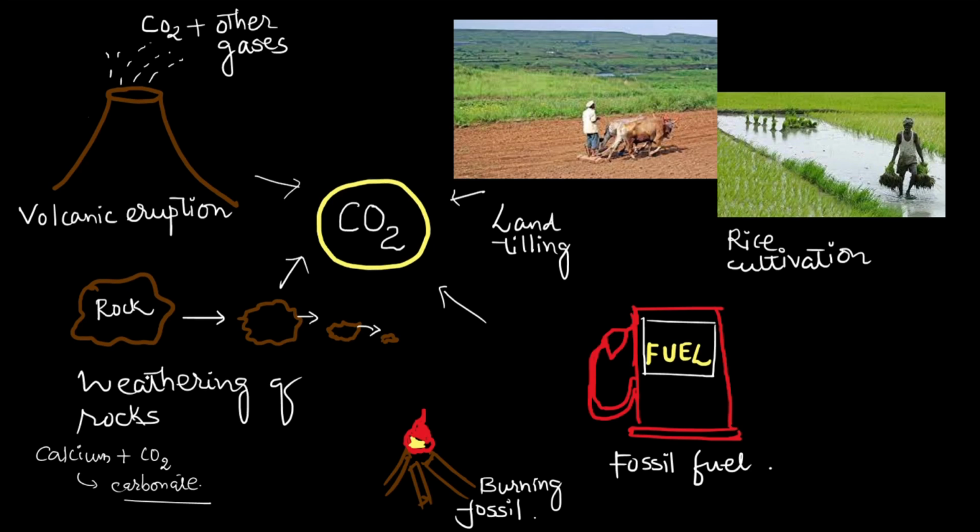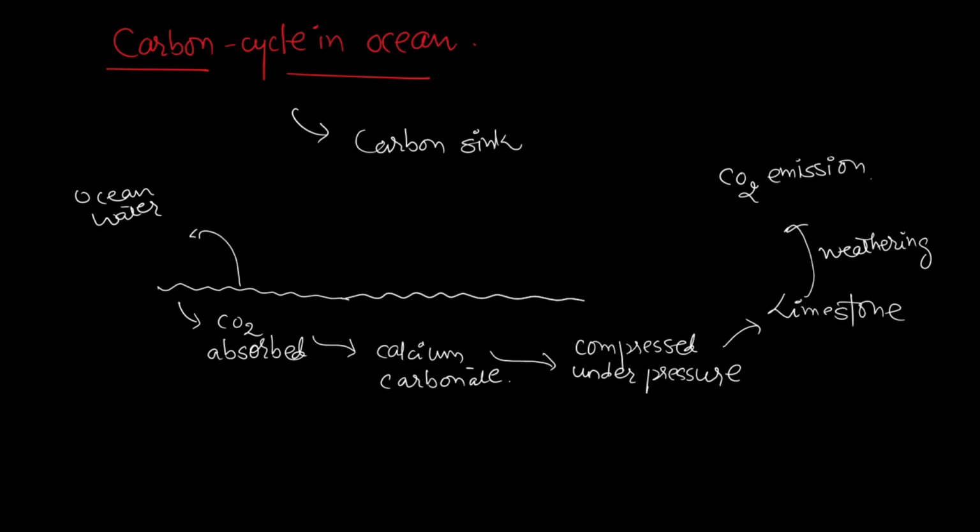So these are the various sources which give out the CO2 and are responsible for CO2 emission. Now let us talk about the carbon cycle in ocean, the oceanic carbon cycle. So we know that ocean is known as carbon sink. That is because it absorbs the CO2. It also deflects some of the CO2, but it absorbs most of the CO2.